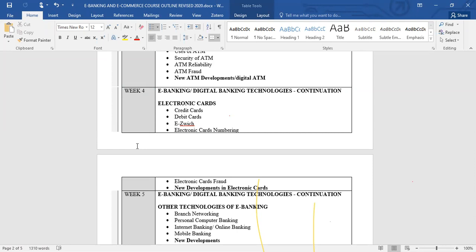Then we will go into, not today, I mean, when we get to this topic, new developments in electronic cards. Electronic cards have been advanced. I mean, the technology has been advanced. Now they have made a card which works like a computer.